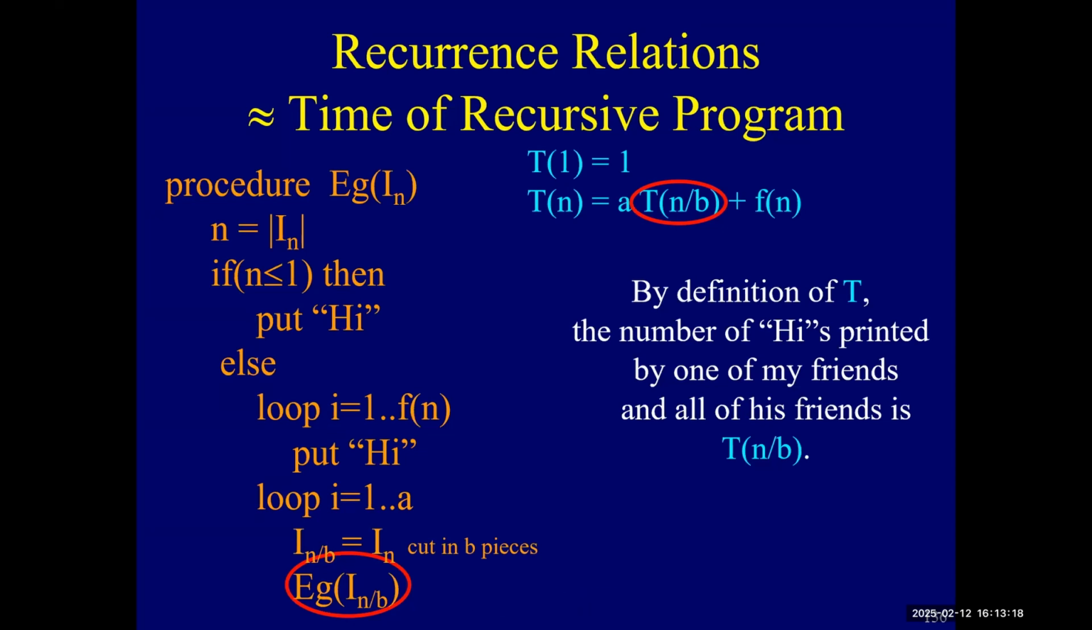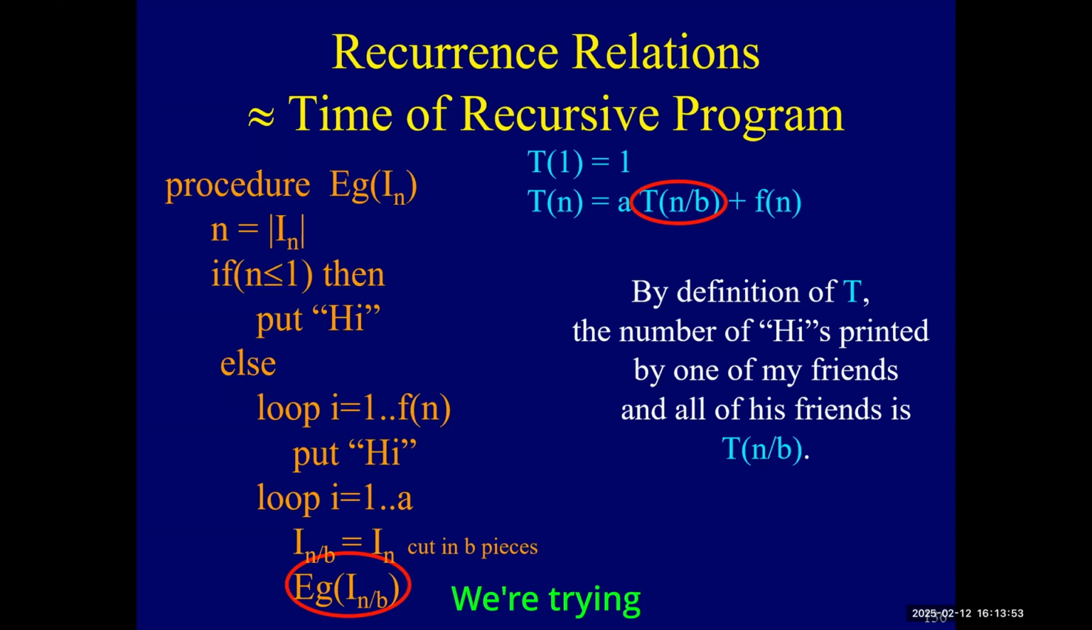So this is me, and this is my first friend and all of his friends, right? And this is my second friend, and this is my third friend and all of their friends, right? So the number of friends I have is a. Then how big is my input? My input is the size n. My friend's input is the size n over b.